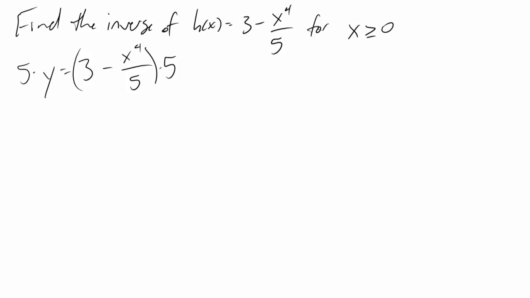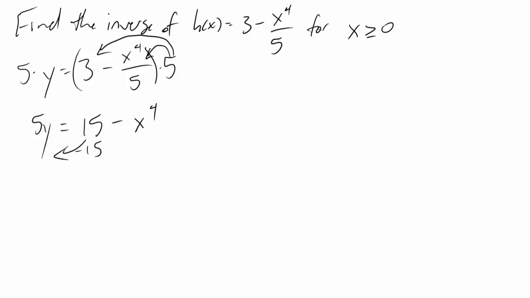Now do remember though that this 5 has to go to both the 3 and the x to the fourth over 5. The left hand side is easy, that's just going to be 5y, to equal 5 times 3 is 15 minus x to the fourth. Alright, so our next move here is going to be to subtract off that 15 from both sides.